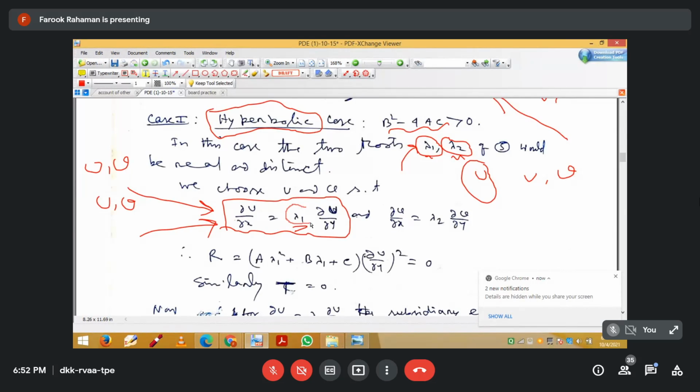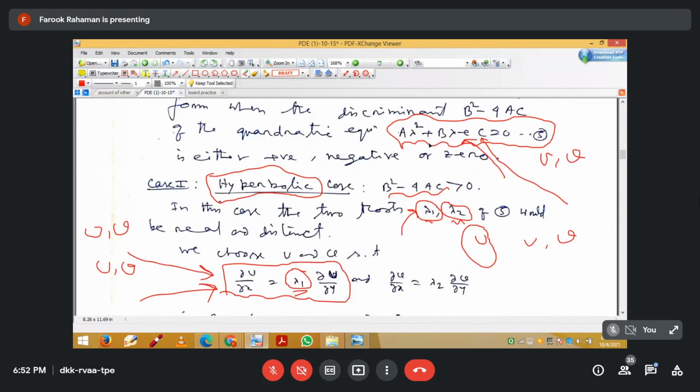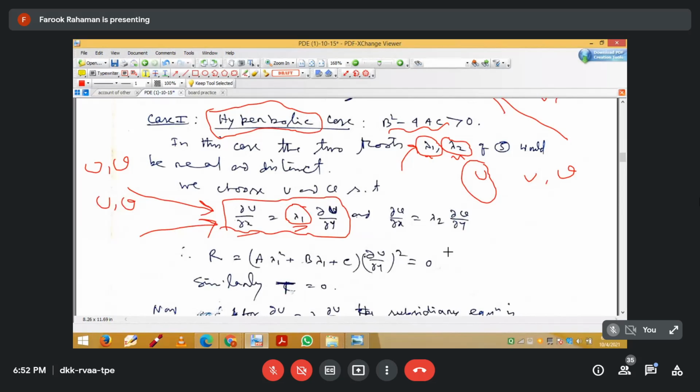What is lambda 1? Lambda 1 is nothing but the solution of this equation, because a, b and c are given quantities, so one can easily solve for lambda, and the first solution lambda 1 gives u, and lambda 2 in the second equation gives the form of v. You just solve this first order partial differential equation, so from this equation one can easily solve for u and v.